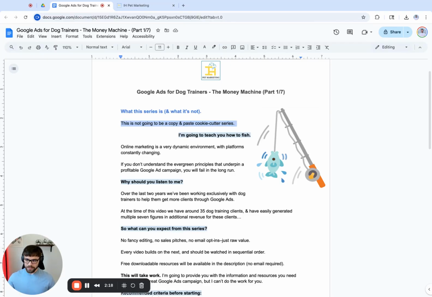Because we have to remember online marketing is a very dynamic environment, right? Platforms are constantly changing. And in order for you to keep up with the changes, you simply just have to know the evergreen principles that underpin a profitable Google Ads campaign. All right. In this series, I'm going to share with you those principles and those frameworks. All right. And we've all heard the saying, give a man a fish, feed him for a day, teach a man to fish, feed him for a lifetime. In this series, I'm going to teach you how to fish, okay? So you can make profit for the long term, right?